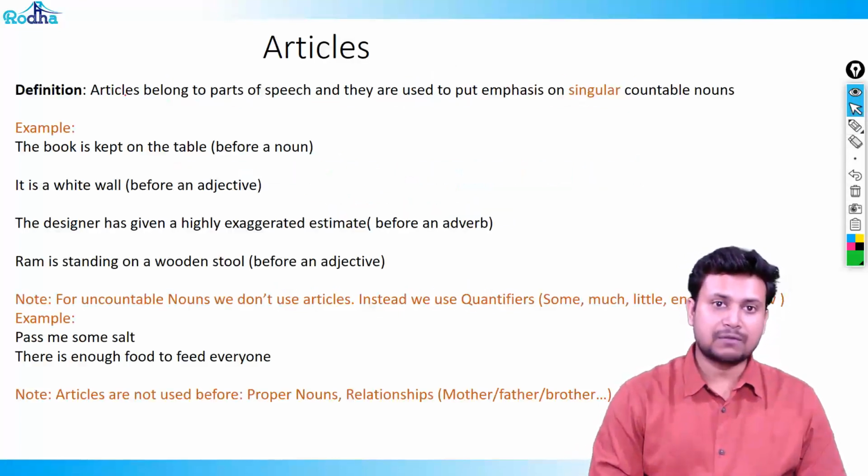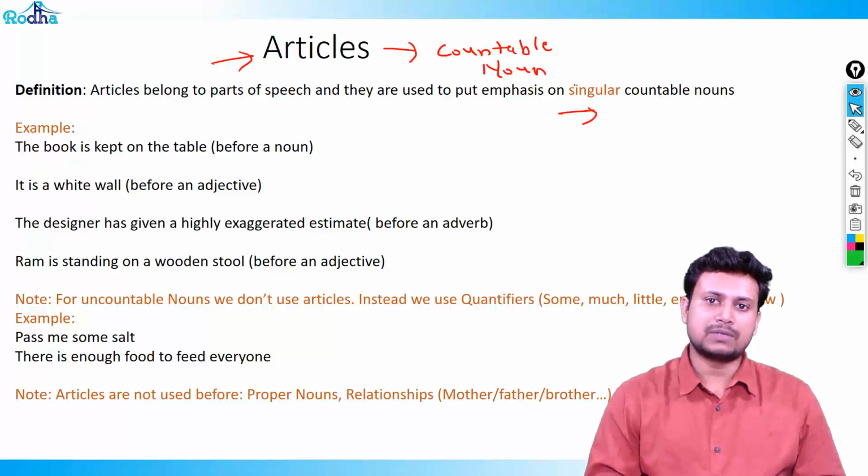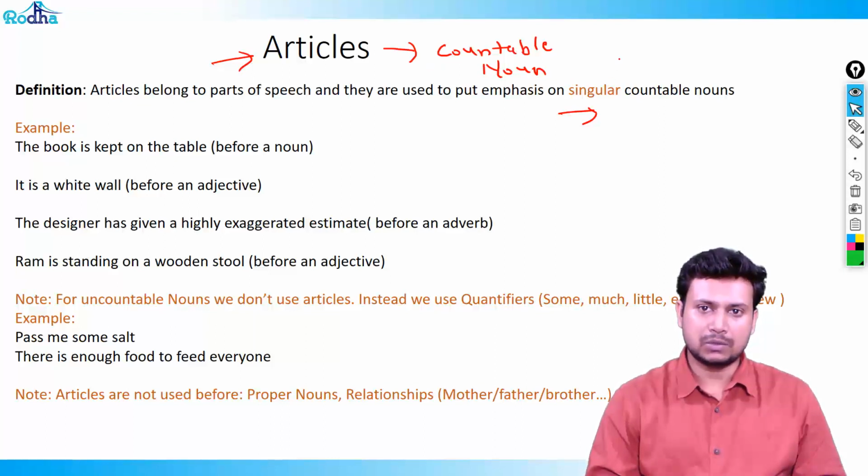So the first thing that we will cover today are called articles. Now, an article is a part of speech that is used to put emphasis on singular countable nouns. So the first point while doing articles is to understand that articles only apply to countable nouns. You cannot apply an article to non-countable nouns. Think of any example, like can you say a milk, a sugar, a hair? That's not possible. Articles are only used with countable nouns, that too with the understanding that they will put emphasis on singular nouns as well.